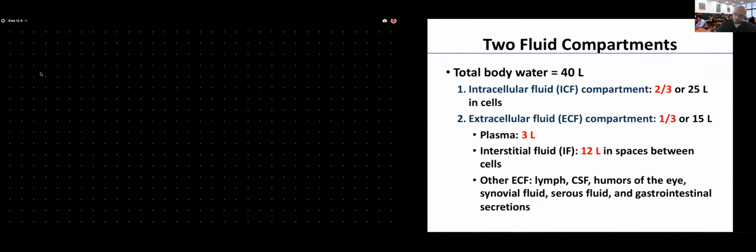We divide the total body water into two main compartments. We have the fluid inside the cells. This is called my intracellular fluid compartment. And I have the fluid outside of the cell. This is called my extracellular fluid compartment. So you have your total body water split into two main compartments. Inside your cells, this is intracellular fluid. Outside of the cells, this is going to be extracellular fluid.